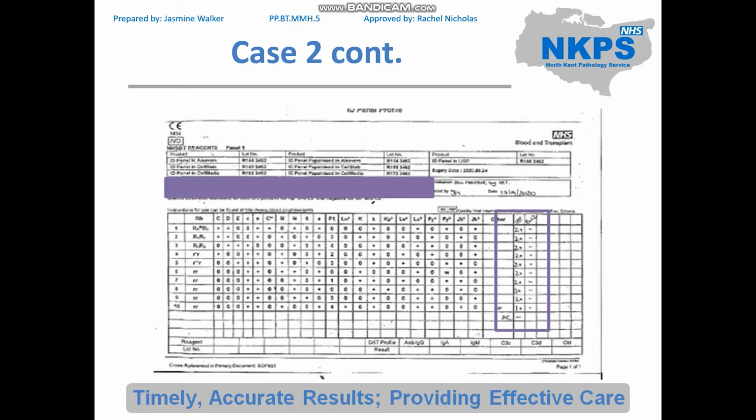So the antibody panel came back, and as you can see, it is pan-reactive in IAT, but it's negative in enzyme. So the anti-KNA, which is anti-Knops, it's from the Knops section, and the MCCA is McCoy. Neither of those antibodies react in enzyme, so they're both destroyed in enzyme.